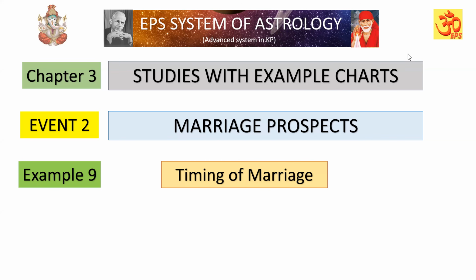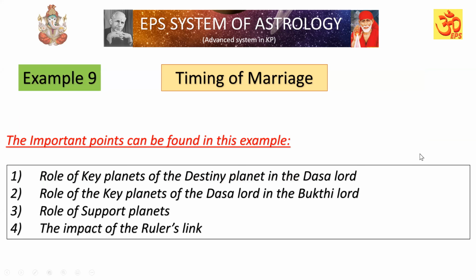Example number 9, timing of marriage. The important points can be found in this example as I was explaining: the role of the key planets of the destiny planet in the Dasa Lord, and the role of the key planets of the Dasa Lord in the Bhukti Lord, like building a connection. These things we will be finding, and the role of support planets and the impact of the ruler's link.